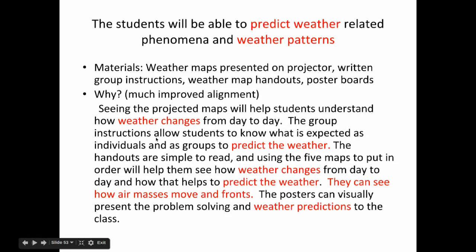The group instructions allow students to know what is expected as individuals and as groups to predict the weather, which is what they're doing. The handouts are simple to read, and using the 5 maps to put in order will help them see how weather changes from day to day and how that helps predict the weather. So just to fill in, the map being given is 5 days of weather looking at the U.S. and then to put them in the right order, which will help them to see how fronts move across the U.S. They can see how air masses move and fronts. See, there's more. We didn't have this information in the other answer. It's much more closely tied to what's happening.